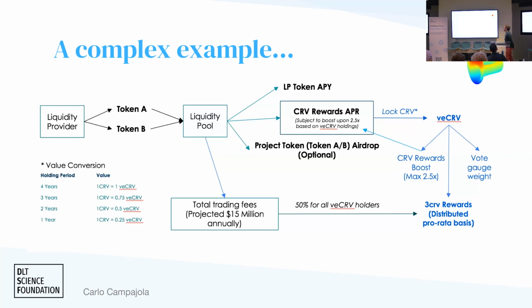If I'm a liquidity provider and I post some tokens to the liquidity pool, I'm going to get the liquidity provider tokens, and that's normal. But I'm also going to get some CRV tokens. I can either sell them or do whatever with them, but I can also lock them for voting, as veCRV. So this veCRV, okay?